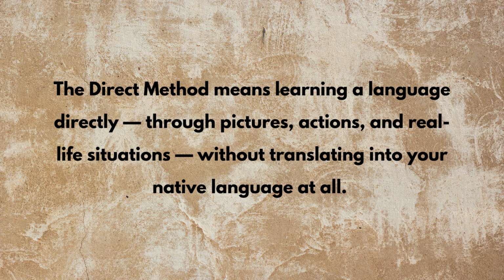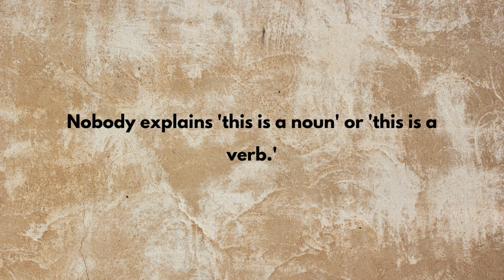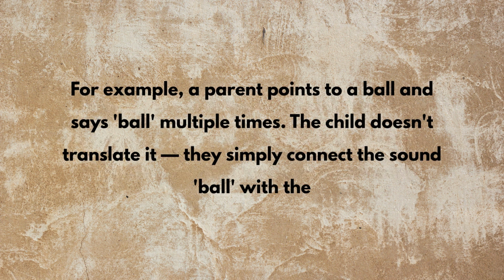The direct method means learning a language directly, through pictures, actions, and real-life situations, without translating into your native language at all. Think about how a child learns. Nobody teaches a baby grammar rules. Nobody explains this is a noun or this is a verb. Instead, the child hears a word again and again, connected to a real object or action, until the meaning becomes automatic. For example, a parent points to a ball and says ball multiple times.